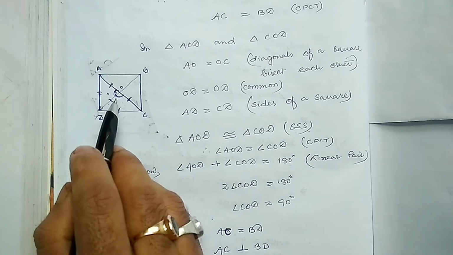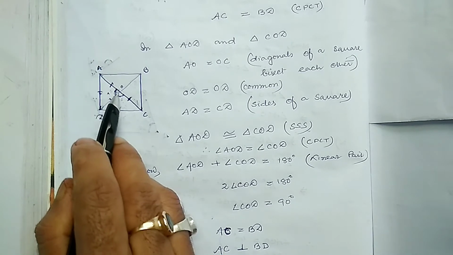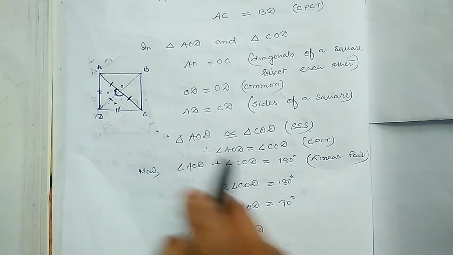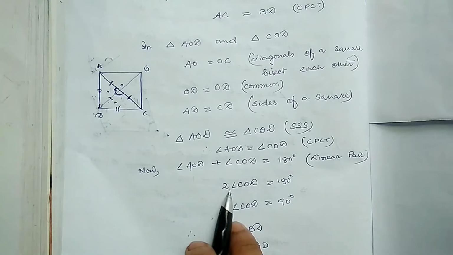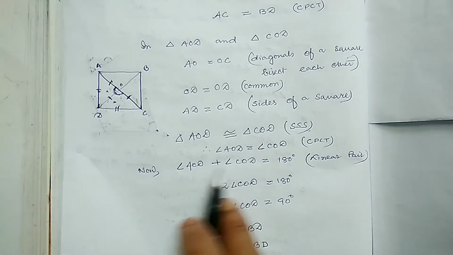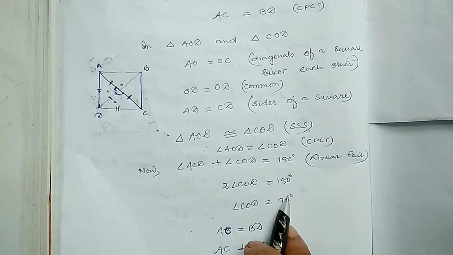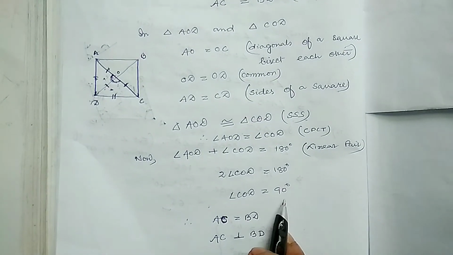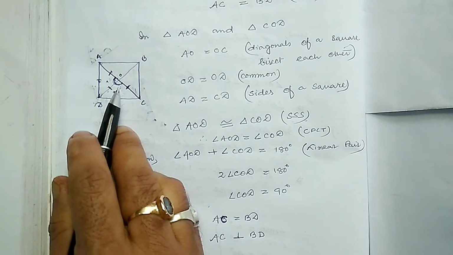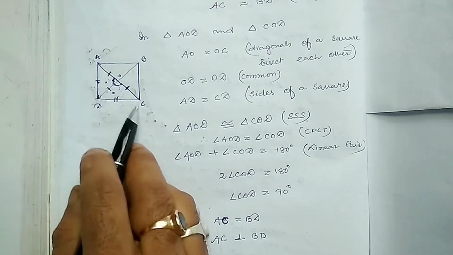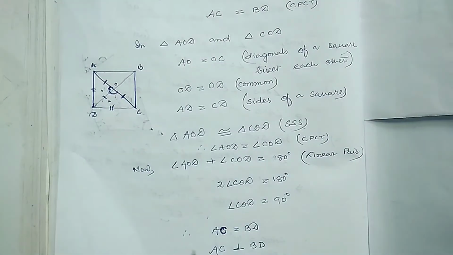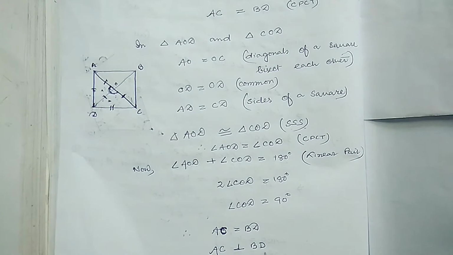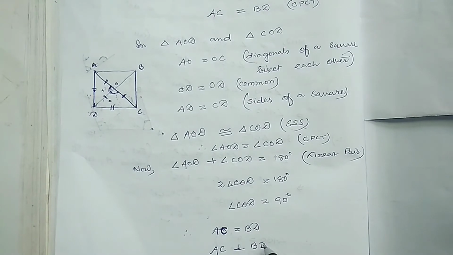By CPCT. Now the sum of these two angles will be 180, because these two are on the same straight line. So by linear pair, the sum of the angles will be 180. Since these two angles are equal, I can write twice angle COD is 180. So angle COD will be 90. Since angle COD is 90, that means AC is perpendicular to BD, and already we have proved before that AC equals BD. Therefore AC equals BD and AC is perpendicular to BD. So we can say that diagonals of a square are always equal and perpendicular to each other.